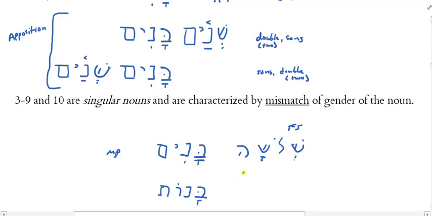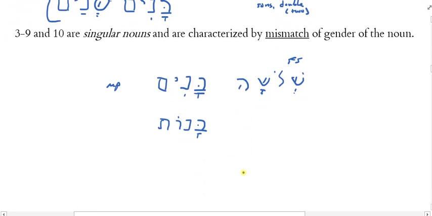On the other hand, if I want to talk about 3 daughters, I have 3 daughters. Daughters is what gender? It's feminine, right? Banot is feminine plural. I have to use which form of 3, since 3 is between 3 and 10? I've got to use the masculine form, which is shalosh. Okay? So shalosh banot, which is the masculine form of 3.